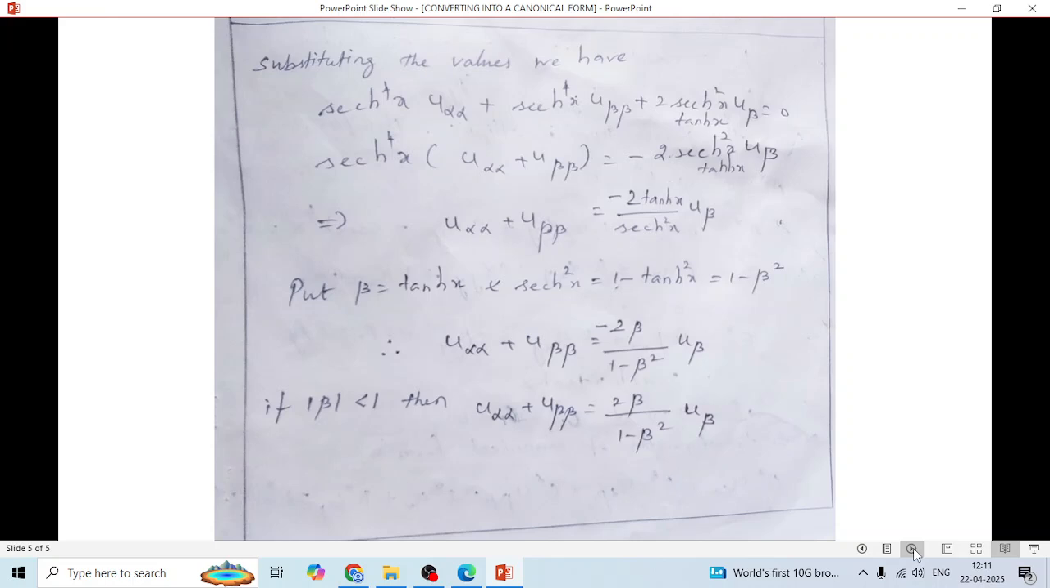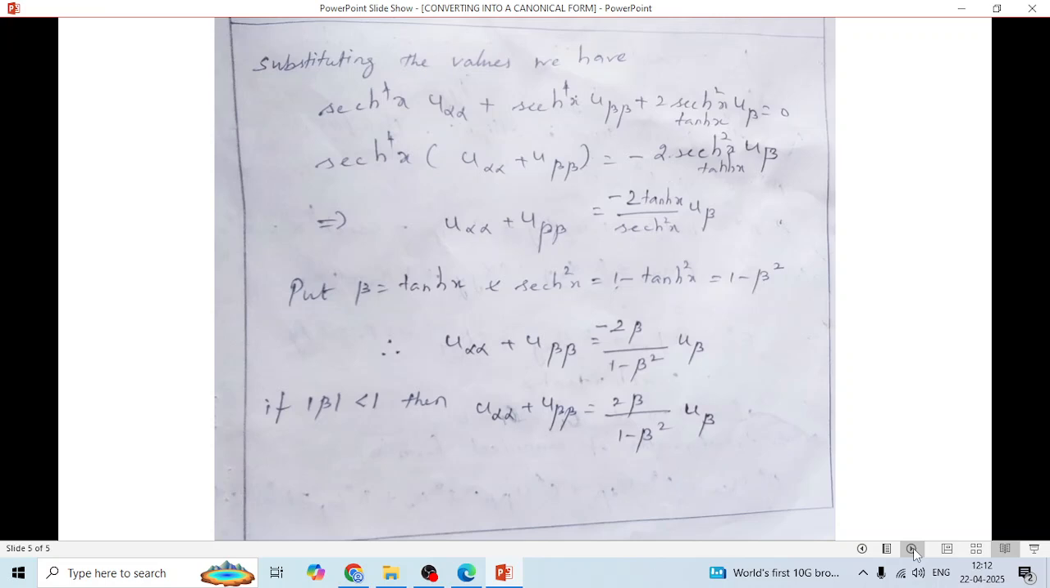Now, if we take beta equal to tanh x, then sech square x can be written as 1 minus tanh square x, so we write that as 1 minus beta square. We have to change all coordinates in terms of alpha and beta, making use of the variables alpha and beta in the obtained equation, so that we get the equation only in terms of alpha and beta. Here we have changed tanh x and sech square x in terms of beta, and finally we obtain the canonical equation u alpha alpha plus u beta beta equal to minus 2 beta divided by 1 minus beta square into u beta.